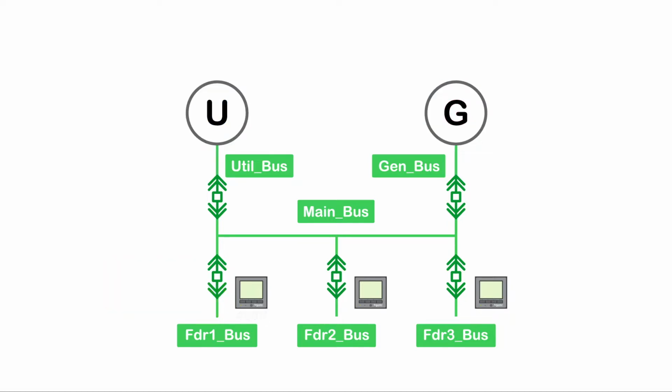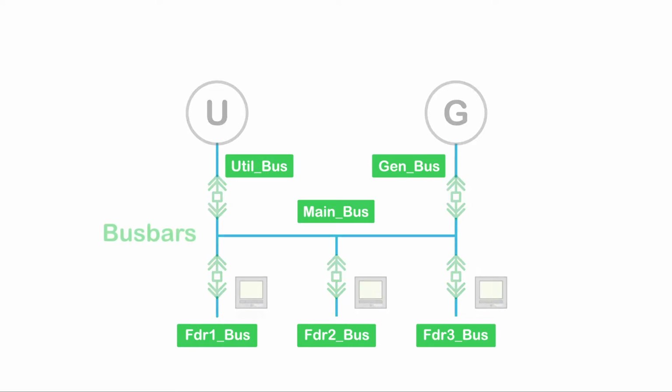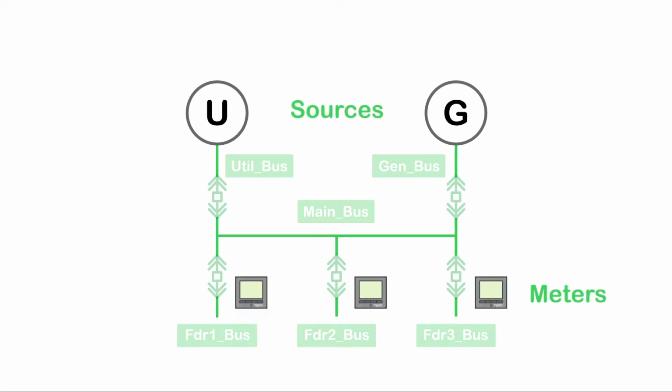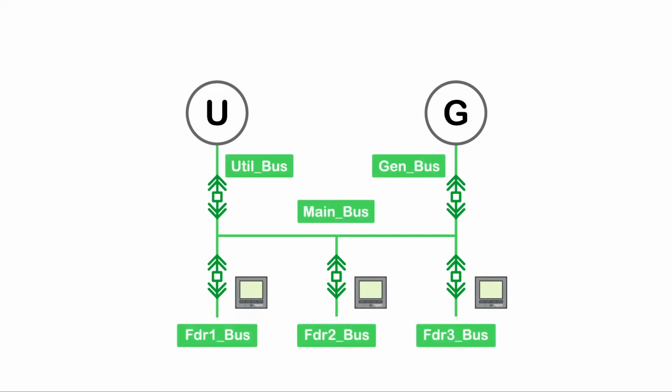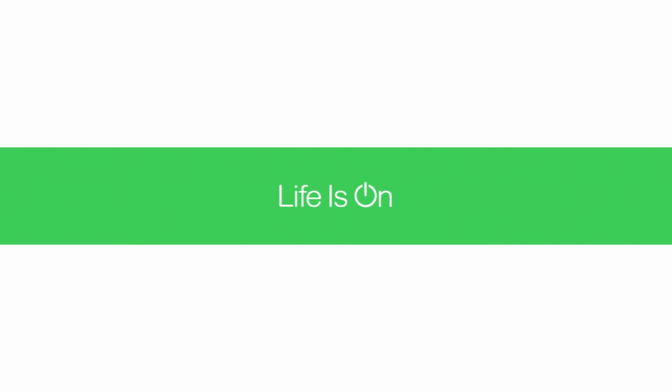These are the fundamental components behind the advanced one-line engine. Buses are colored to indicate their energized state, sources and meters apply energy to buses, and breakers separate buses. The upcoming videos will cover how to configure the components individually. Until then, thank you.